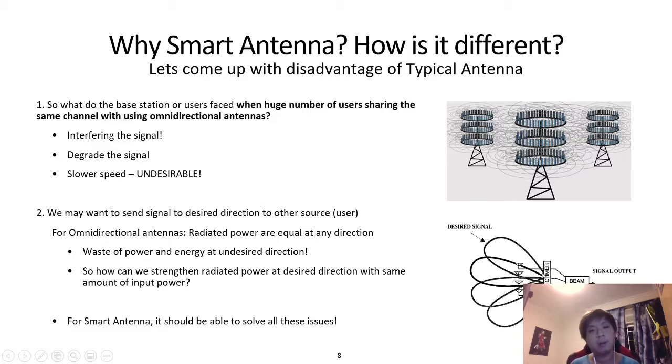And the other problem is that sometimes we need to send the signal to a particular direction only, and other directions are undesirable, or we do not need them. However, for a typical omnidirectional antenna, the power radiated is equal in any direction. So there is a waste of power and energy in undesired directions. So how can we strengthen radiated power in the desired direction with the same amount of input power?